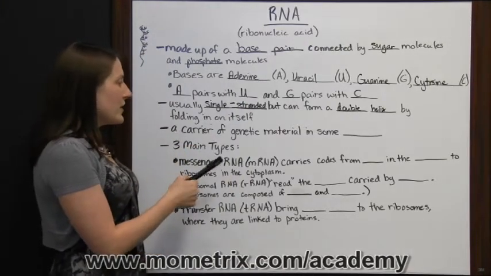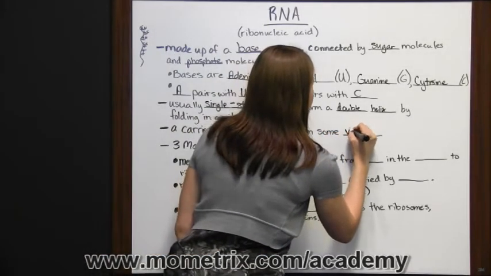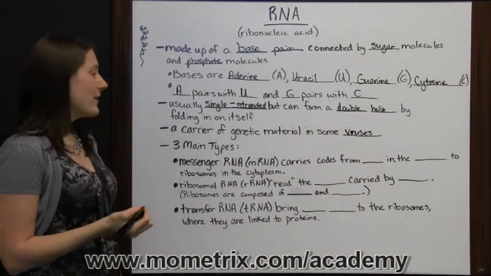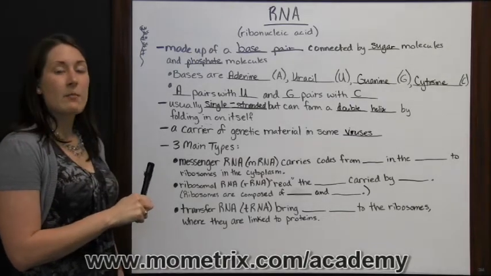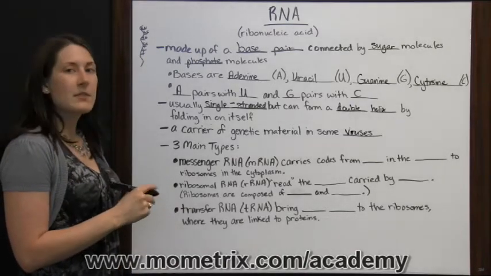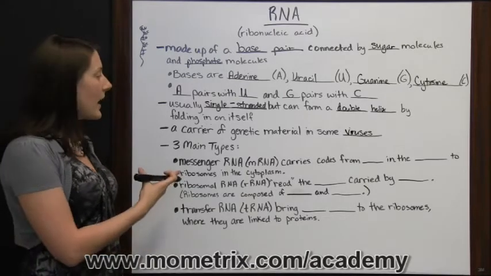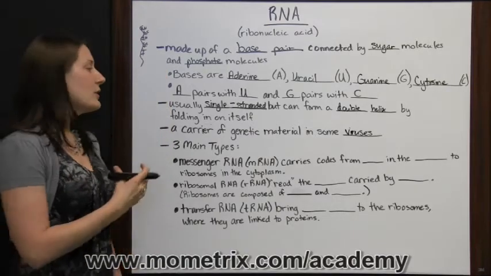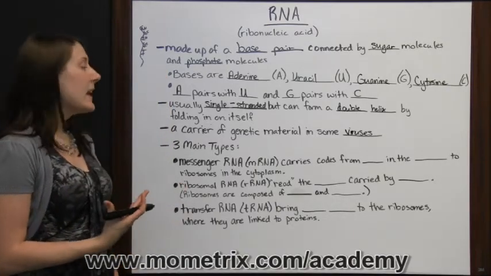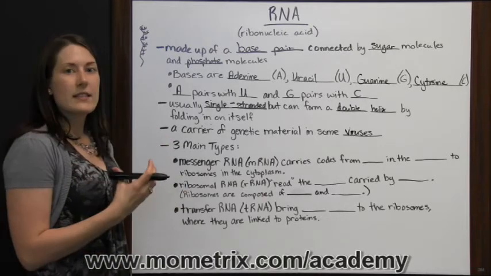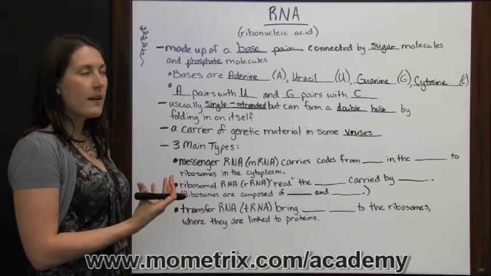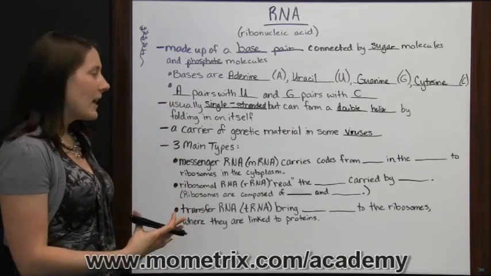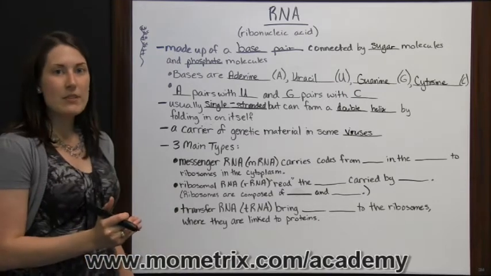RNA is also a carrier of genetic material in some viruses. So, in viruses, RNA can carry the genetic material, and a lot of times, if it's a more complex virus, you'll have RNA that is a double helix. It has formed a more complex structure to carry genetic material for the viruses. In most cells, DNA is what's holding all of the genetic material, but RNA is what kind of moves it around the cell. So let's look at the three main types of RNA.